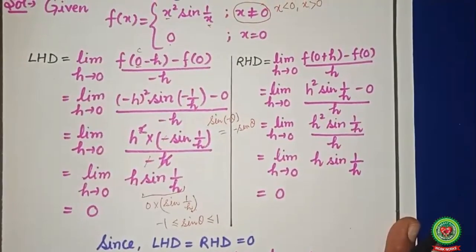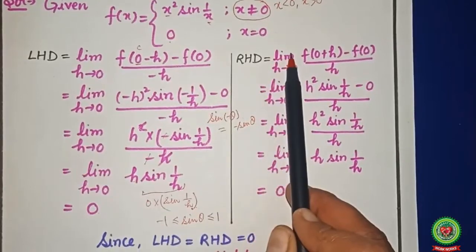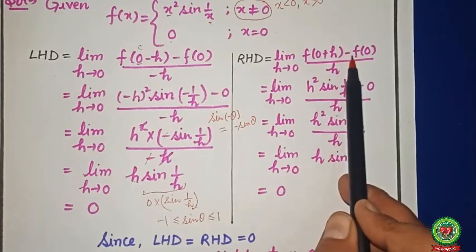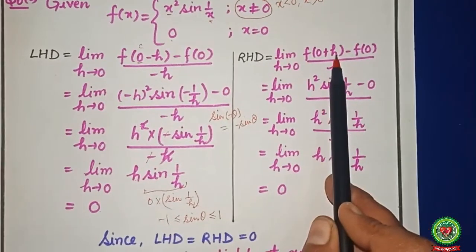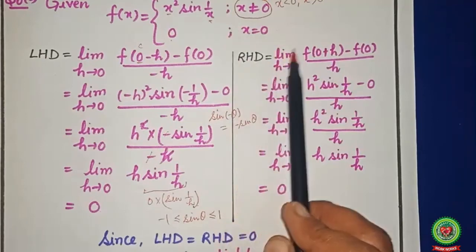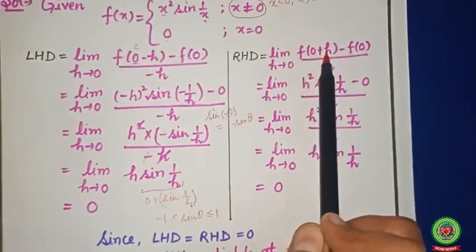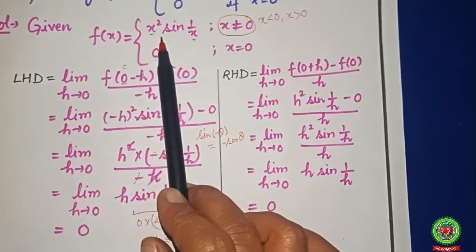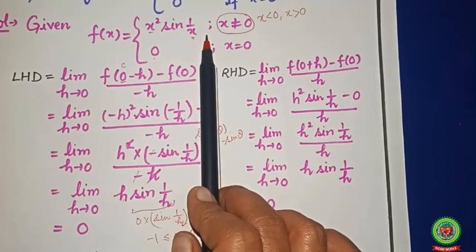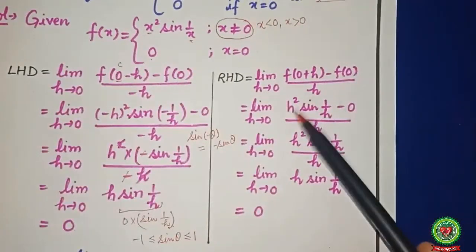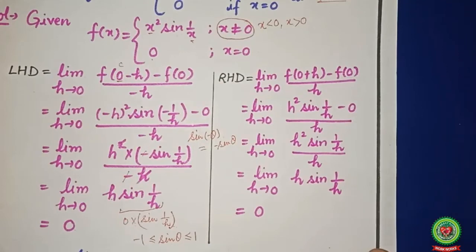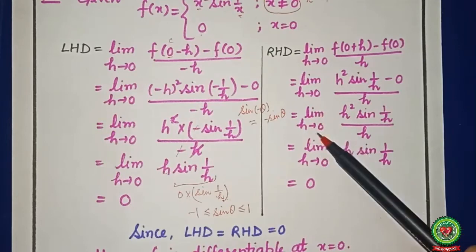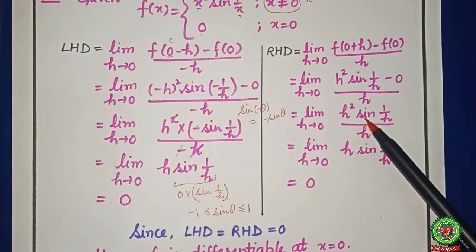Similarly, right hand derivative. Now for the right hand derivative, again the formula is limit h approaches to 0, f(0 plus h) minus f(0) upon h. Now 0 plus h means h only. So here x is greater than 0, so x square sine 1 upon x, we will use this function. So in place of x, we will put h. So we get h square sine of 1 upon h minus 0, then upon h, limit h approaches to 0.